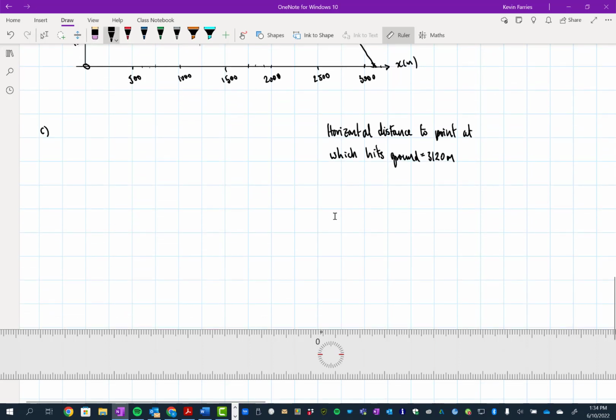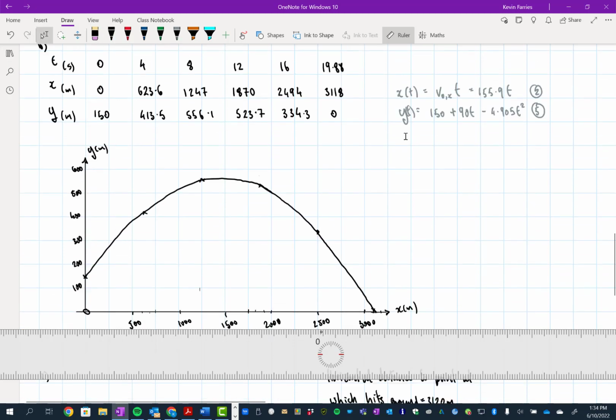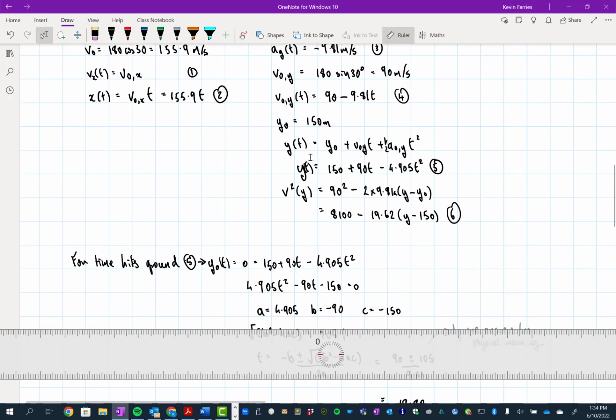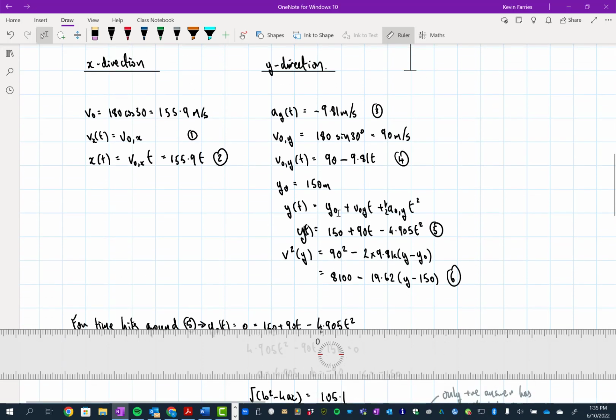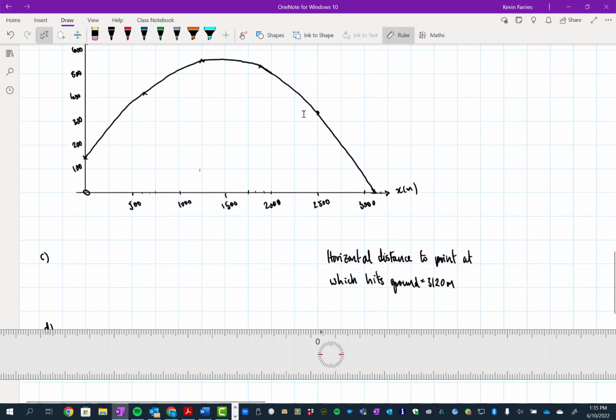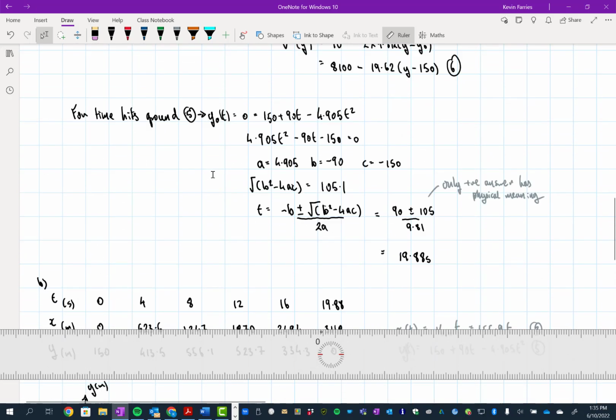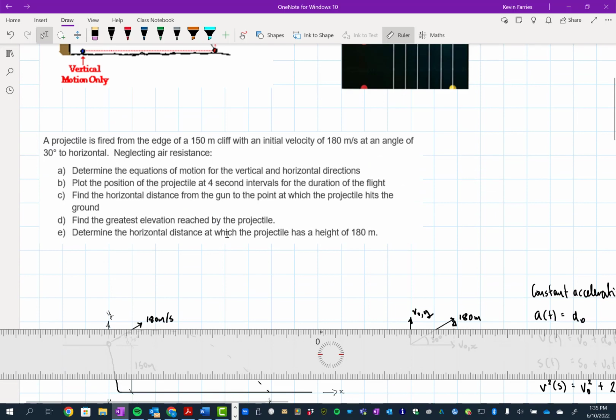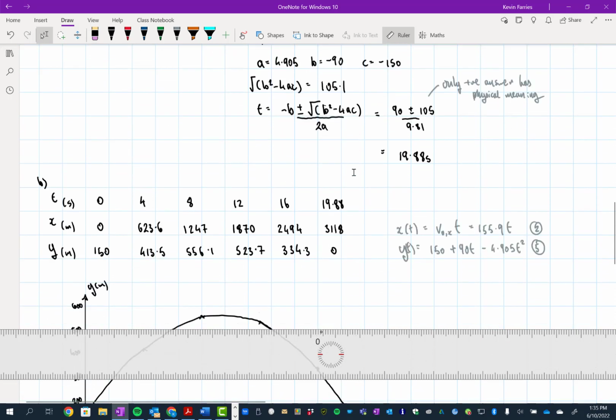So part D, because I was thinking, is there some way I could use this equation here to figure that out? This v squared one, but there isn't really any way to do that because we don't know the vertical velocity of the projectile when it hits the ground. It's not like finding the maximum. But I think that's the next question, isn't it? Find the greatest elevation reached by the projectile.